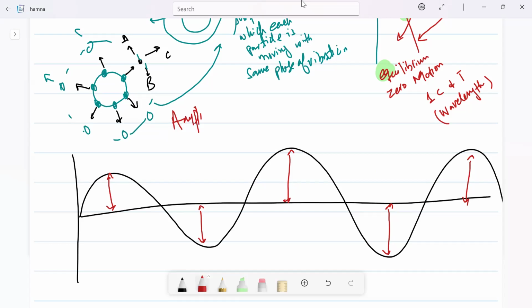Well, how do we define amplitude, Hamna? I'm just guessing, but would it be the displacement of a particle from the equilibrium line? Yes, maximum displacement of the particle from equilibrium position.